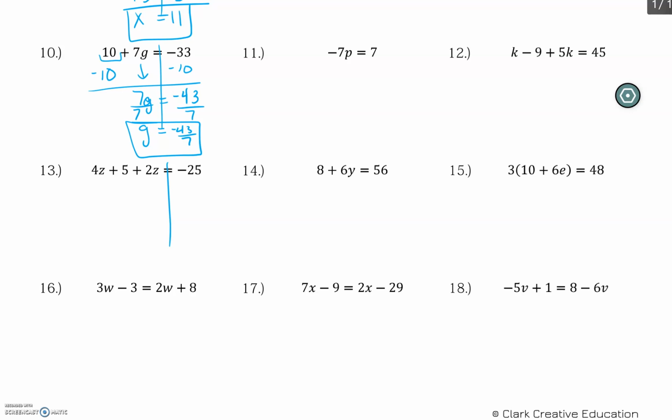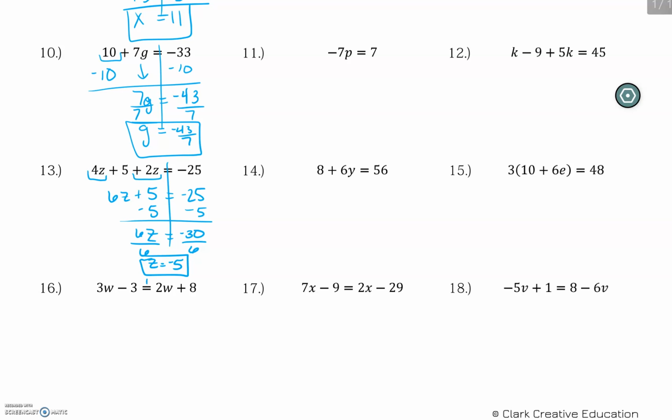Alright, number 13. Is there anything we can simplify? Yes. 4z and 2z are on the same side, so we can combine like terms, and we get 6z plus 5 equals -25. Is there anything else to simplify? No, so we're going to subtract 5, and 6z equals -25 minus 5 would be -30. Divide by 6, and z would equal -5. It's negative because we are taking a negative divided by a positive.